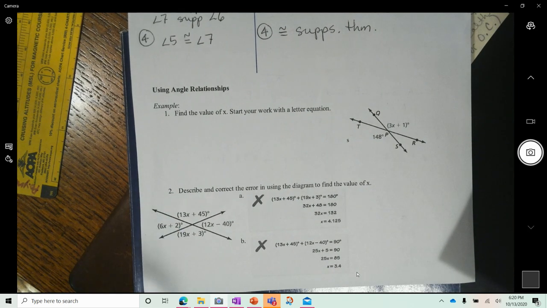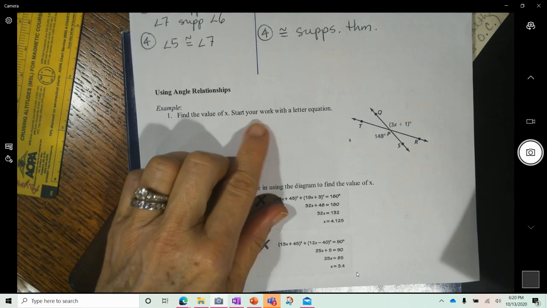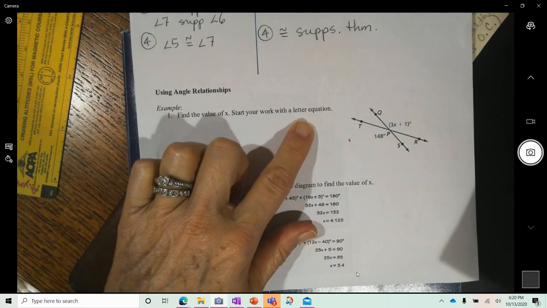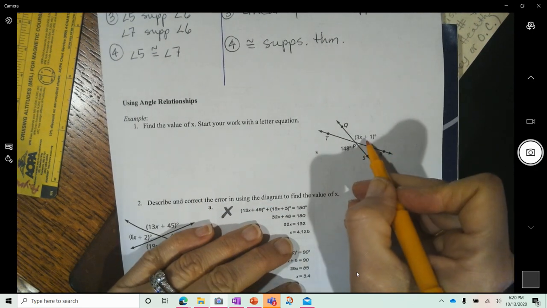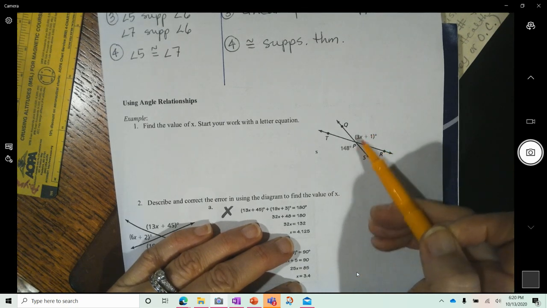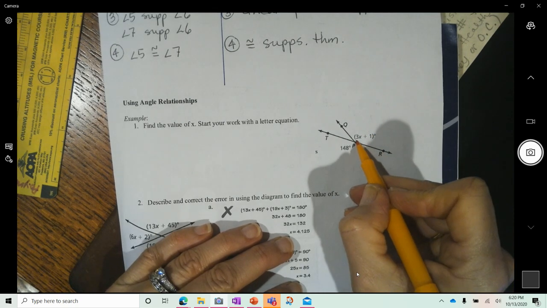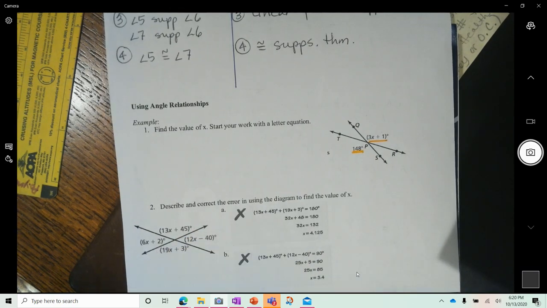Okay, so the first thing we're going to do is read the problem. Find the value of x. Start your work with a letter equation. So let's just see where x is. Okay, here's x, 3x plus 1. I'm noticing that these are across from each other. That's what we call vertical angles. So this is going to equal this.